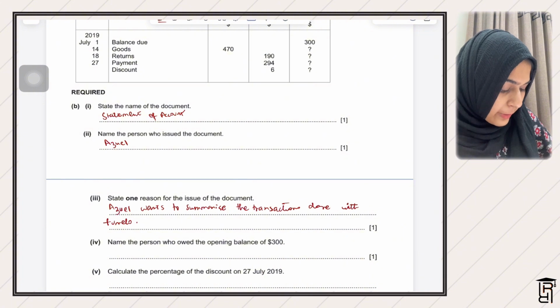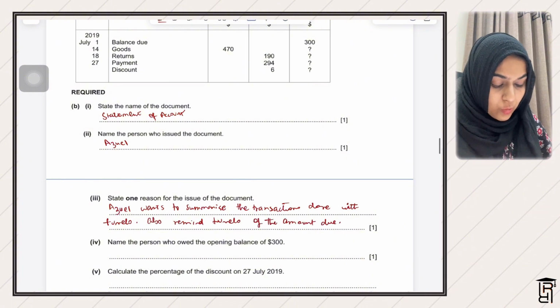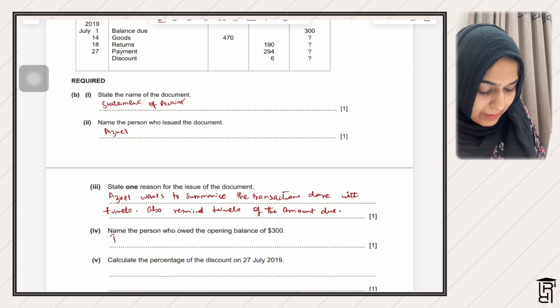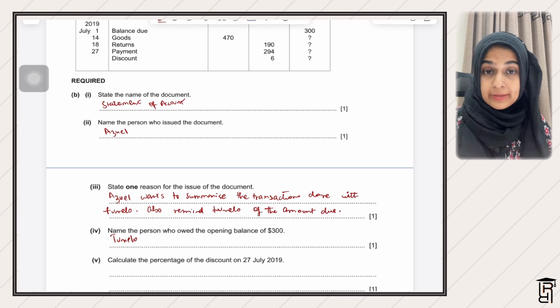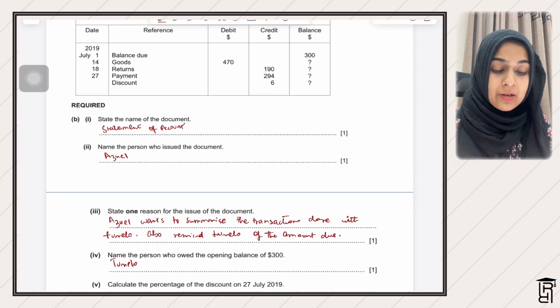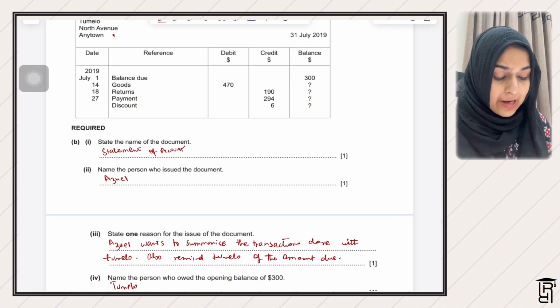Also remind Tomelo of the amount due. Then they're saying name the person who owed the opening balance of $300. Tomelo owed the opening balance because Tomelo in this case is the buyer as well as the seller. So the balance due at start, that is 300, was what Tomelo owed as well at the start.